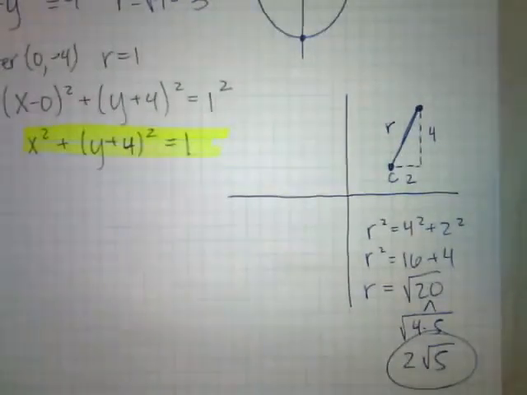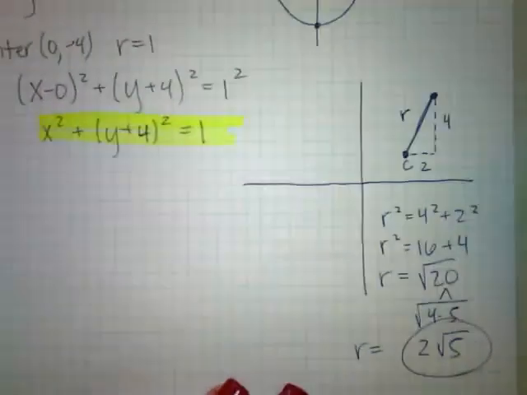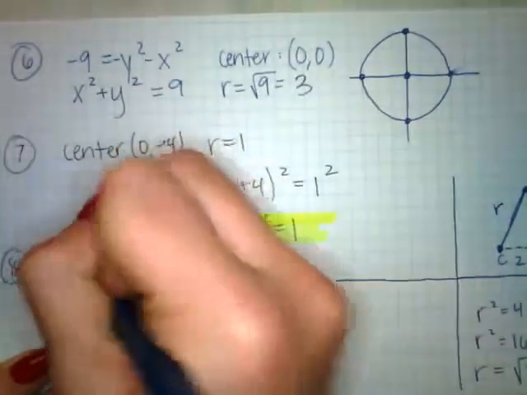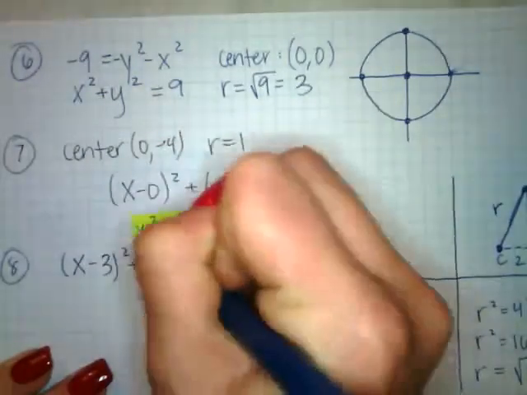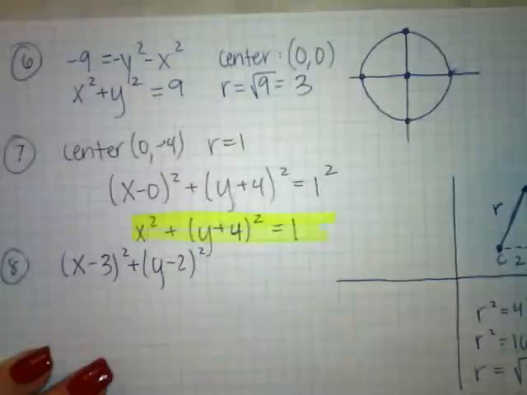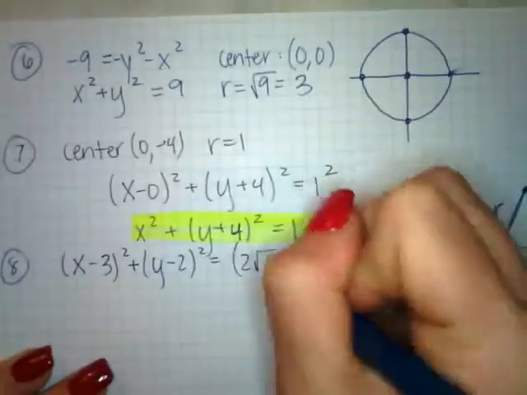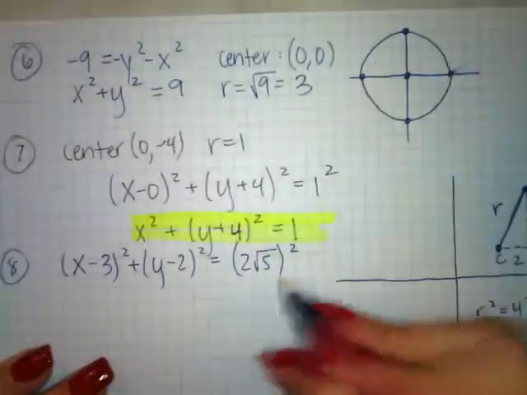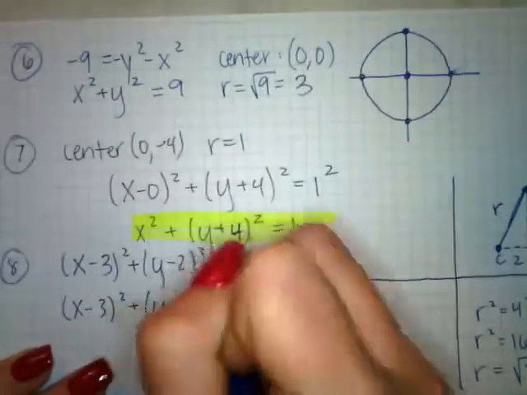All right. I know my radius, and I know my center. Let's write my final equation. It's going to be x minus 3 squared plus y minus 2 squared equals that radius squared. So that's 2 root 5 squared. Okay, the mental math for this. Let me explain that.